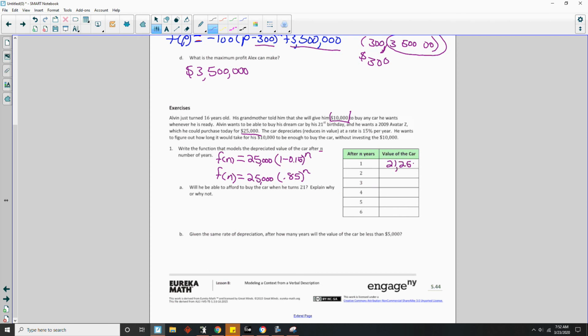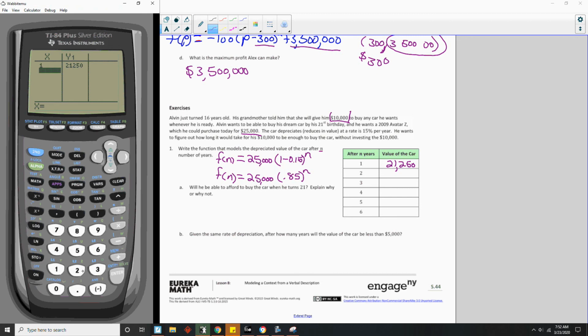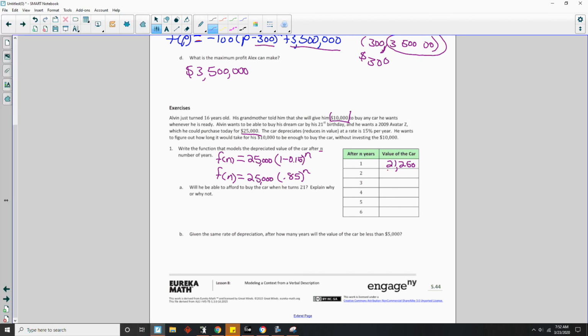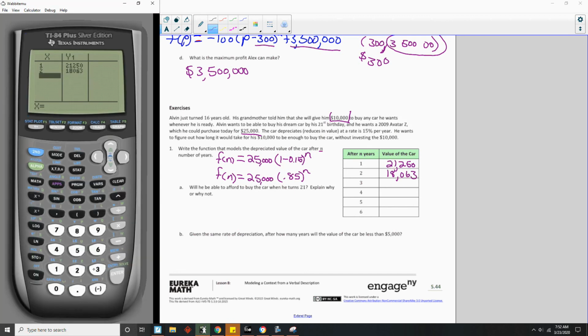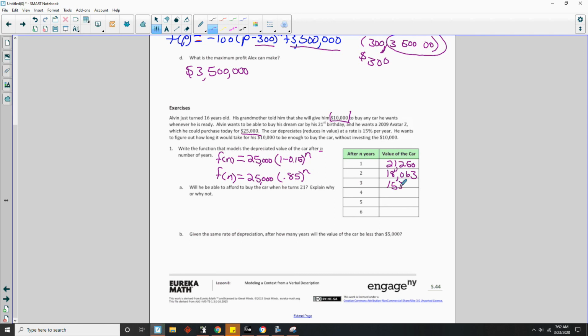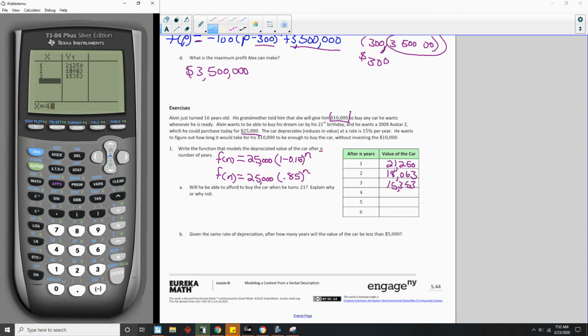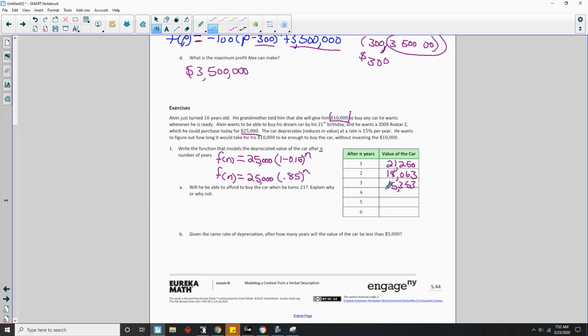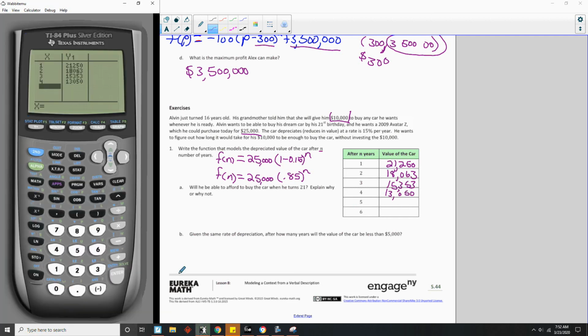So this $25,000 a year later, reducing in value 15% a year, would only be worth $21,250. And then I go back to my calculator and I enter 2. And then after 2 years, that $25,000 car is only worth $18,063. So I'm going to put that here, 18,063. And you get the idea. 3 years, 15,353. And 4 years, 13,050. And 5 years, 11,093.